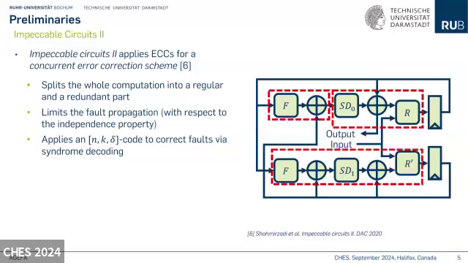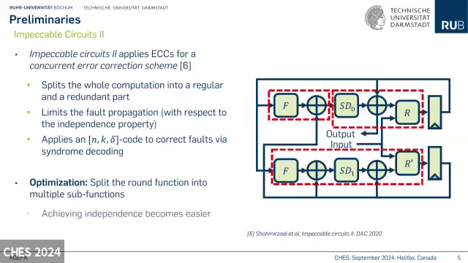You also see these red boxes here, and these red boxes indicate that all the modules inside of them must follow this independence property. Getting this independence property is quite hard. It's very expensive because the circuit gets very large. So in Impeccable Circuits 2, they also showed an optimization, which is based on splitting the round function into multiple subfunctions. So basically, you can take the R function and split it into multiple functions, which are corrected by multiple correction points. Then it becomes a little easier to achieve the independence property, but you also need more correction points.